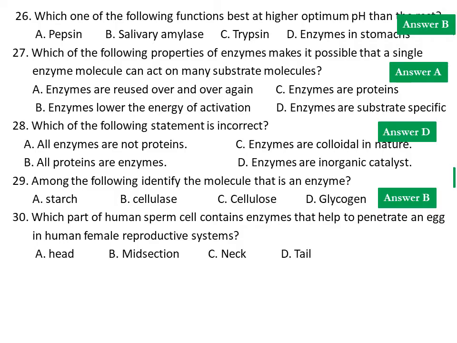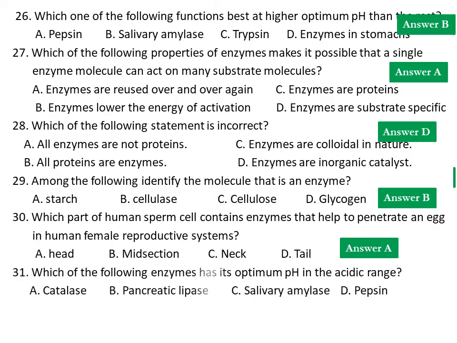Question number 30. Which part of human sperm cell contains enzymes that help to penetrate an egg in the human female reproductive system? A. Head. B. Midsection. C. Neck. D. Tail. So the answer should be A. Head contains an enzyme that is used to help to penetrate the egg.